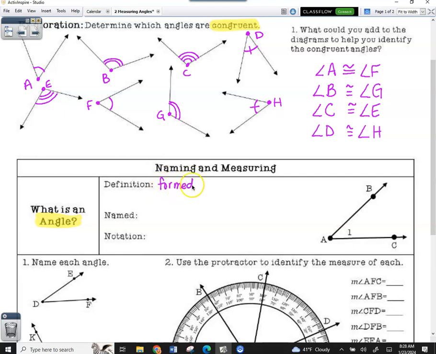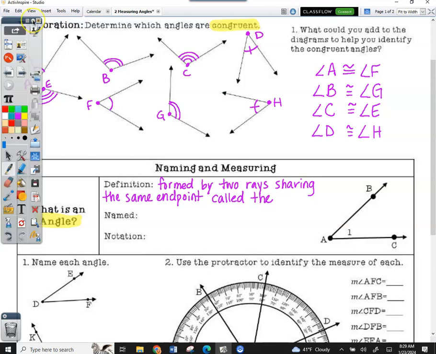An angle is formed by 2 rays sharing the same endpoint, which is called the, here's where I need you to take your highlighter. Whenever I need to highlight a word, I tend to highlight the paper first and then I write over it because then the highlighter doesn't bleed the pencil.